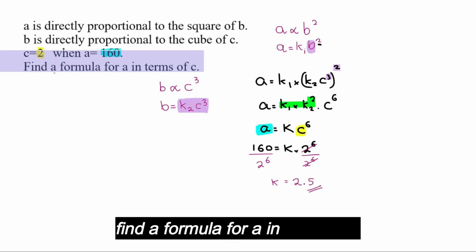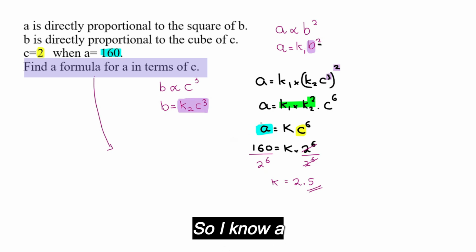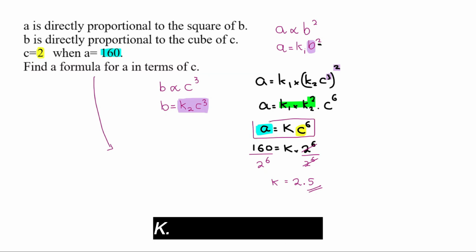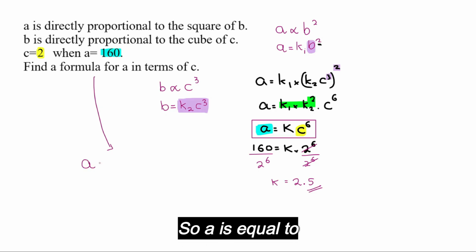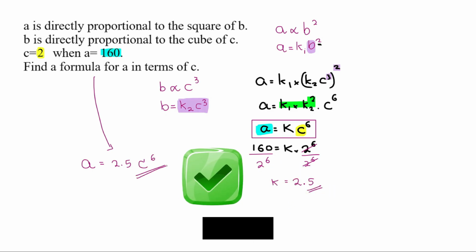Now find a formula for A in terms of C. So I know A is equal to K C to the power of 6. So A is equal to, my K is 2.5, C to the power of 6. Final answer. This is a really good question.